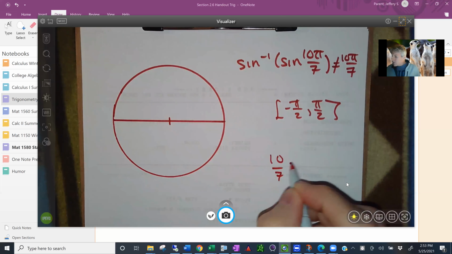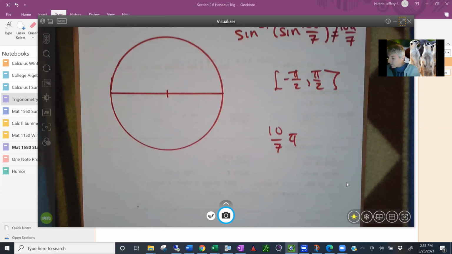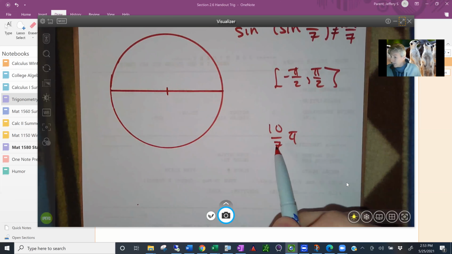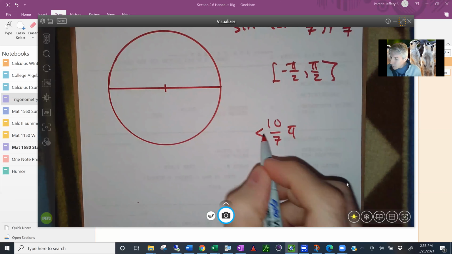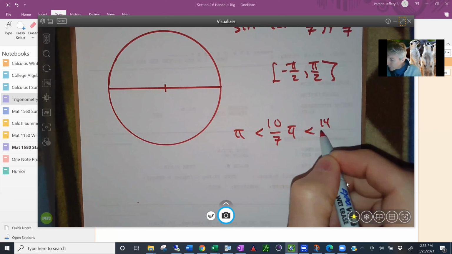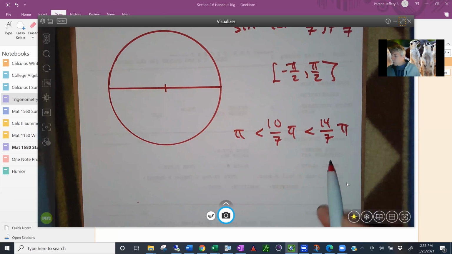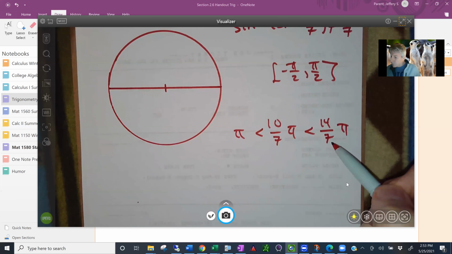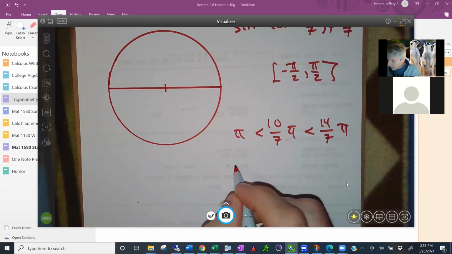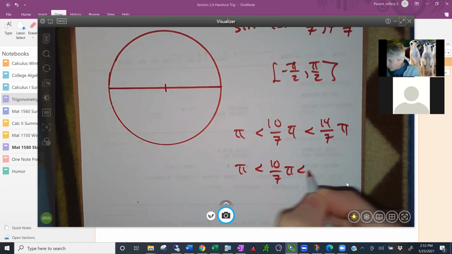Now I'm just going to write it as 10 over 7 times pi to try and pin down where this angle is. Now 10 over 7 has to be bigger than 1, right? So this is between pi, and it's less than this. What's 14 divided by 7 reduced to? 2. Reduces to 2. Good. So our angle is somewhere down here.